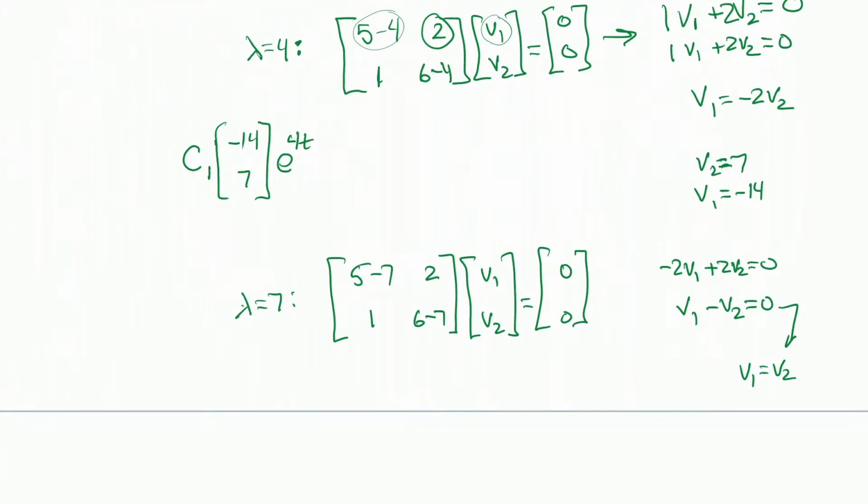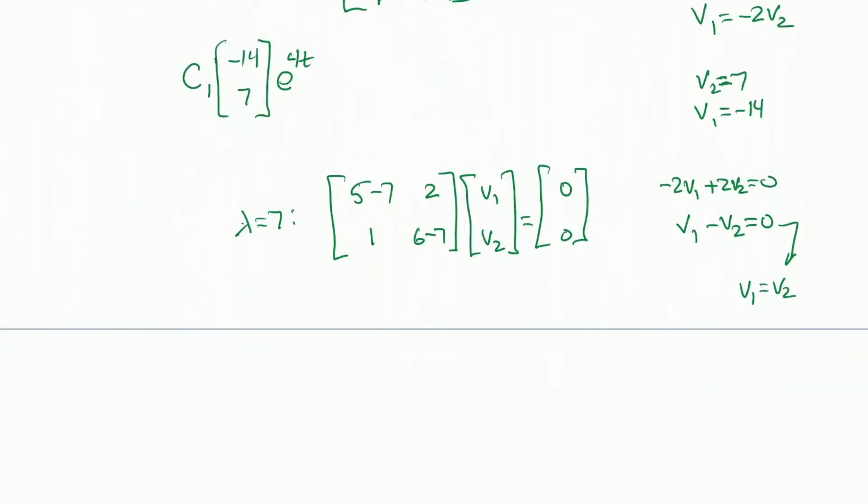So let's find someone who wants to pick a number. Rachel J., what number do you like? 3? Okay, so 3 for V2 and V1. So that means that this is going to be C2 times 3, 3, because they're the same. Whatever you have at the top, you've got to have at the bottom, and this will be e to the 7t.